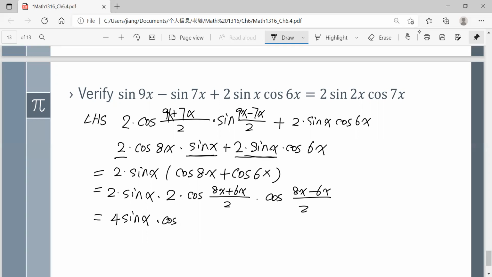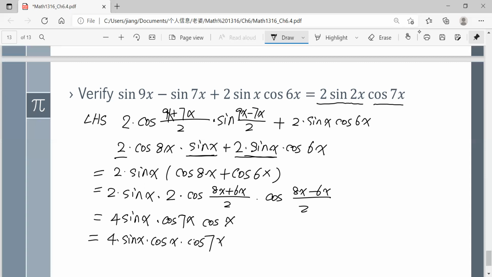So 8 plus 6 is 14, and 14 over 2 is 7x. Then cosine of 8x minus 6x is 2x, and 2x over 2 is x. So look at the right-hand side. It has 2 times sine 2x times cosine 7x. I'd like to move this to the end because cosine 7x is at the end of this term. So 4 times sine x times cosine x times cosine 7x.